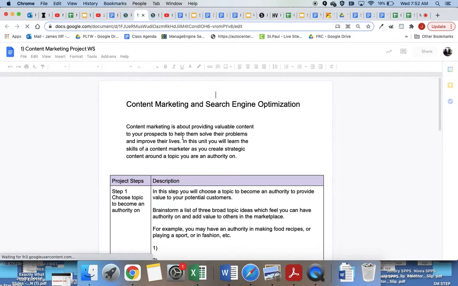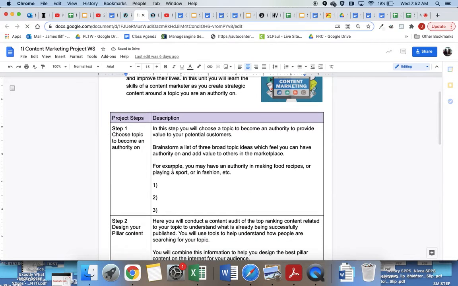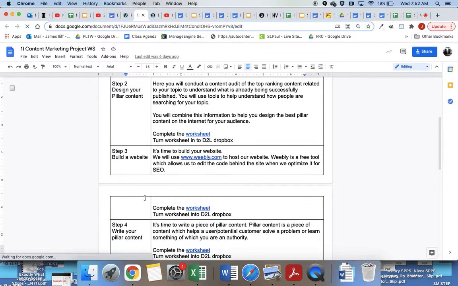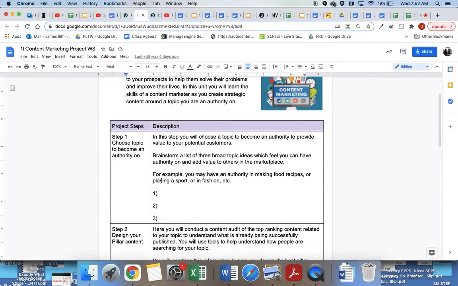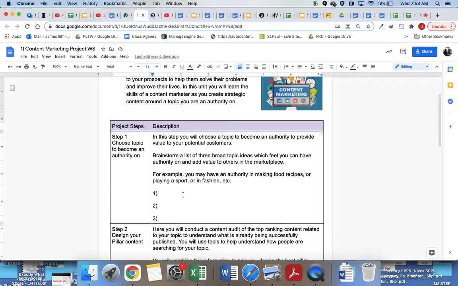All right, here it is right here. So content marketing and search engine optimization. You can see that we have step 1, step 2, step 3, step 4, step 5, and step 6. This worksheet is going to carry you through the whole project. So this week, you're only responsible for step 1. And that is, you're going to come up with 3 topics that you could write about and create a blog around. So that's what you're going to do this week.